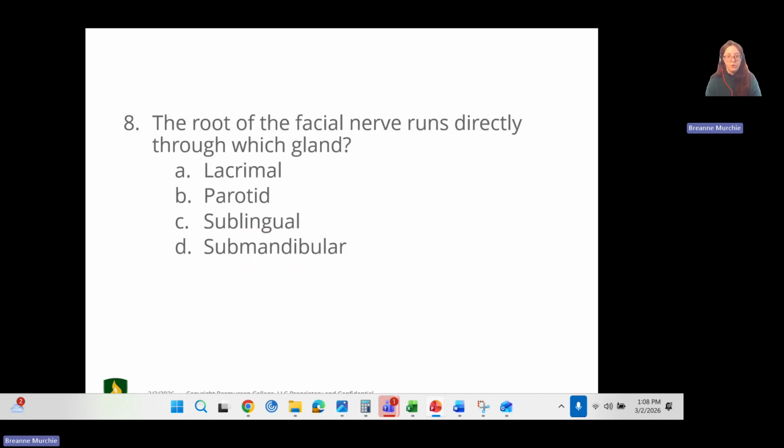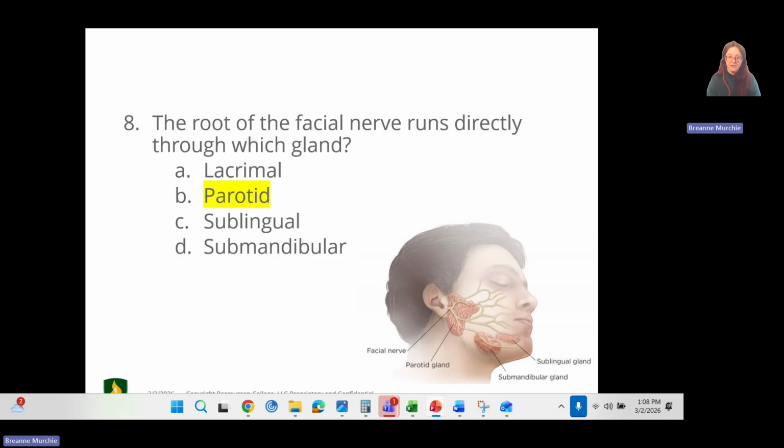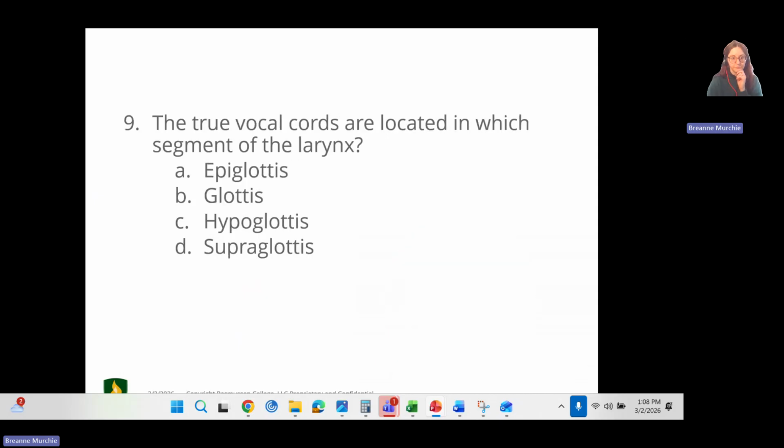Number 8, the root of the facial nerve runs directly through which gland? This is the parotid gland. And you can see the image here, this very large salivary gland, the parotid gland, this is the facial nerve that runs through it. Okay, so whenever we're doing a parotidectomy, we have to be careful.